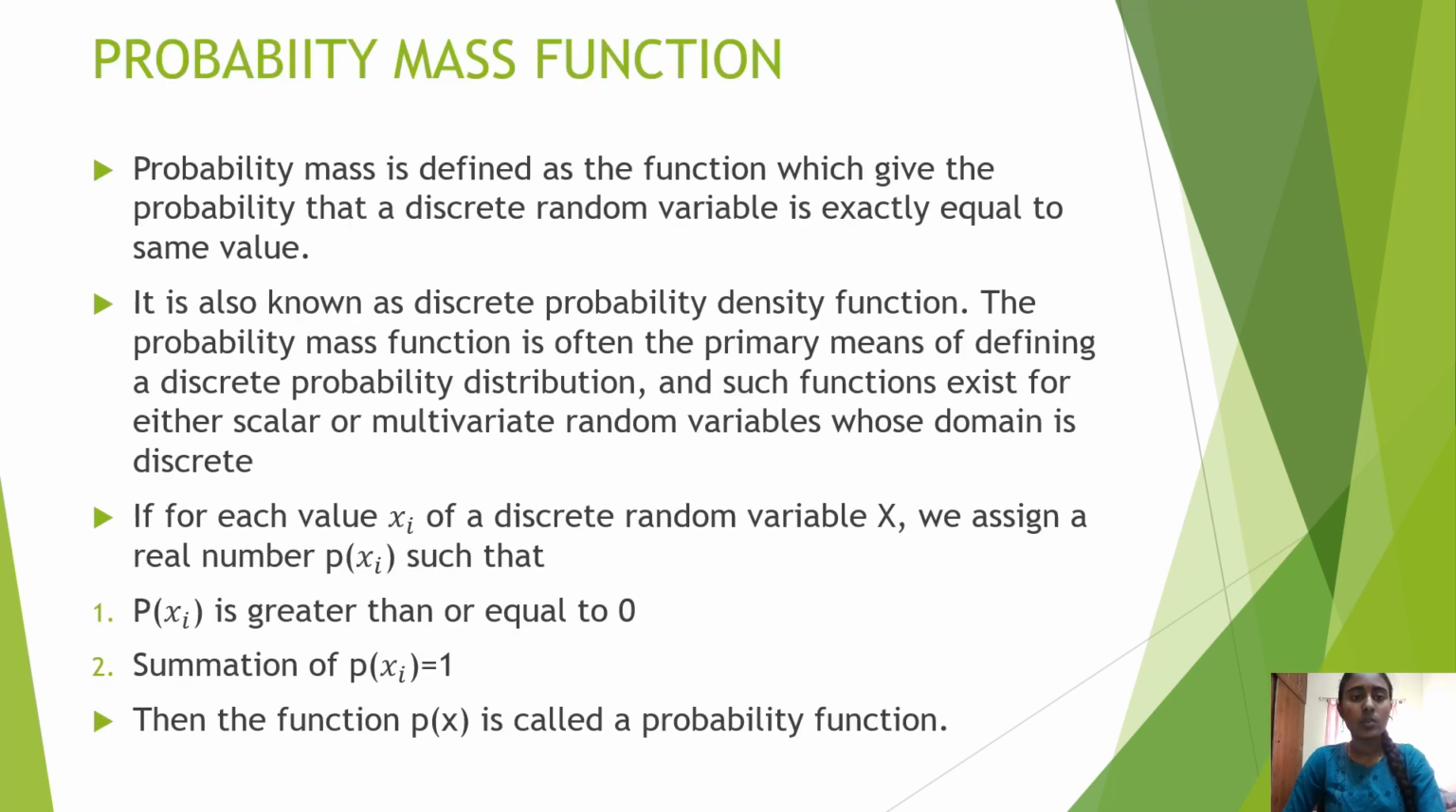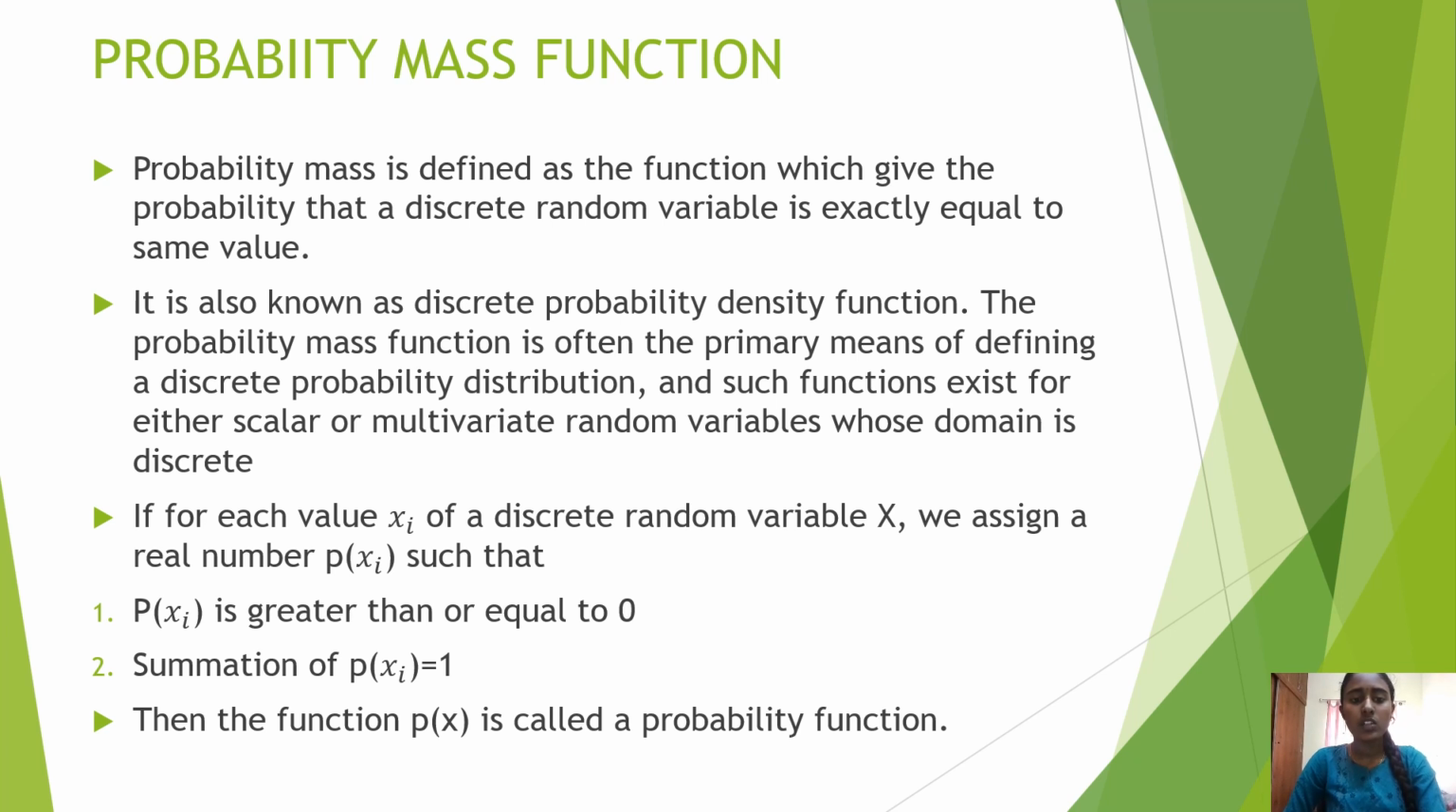Now I'll be discussing the probability mass function, which can be defined as the function that gives the probability that a discrete random variable is exactly equal to some value. It is also known as the discrete probability density function. The probability mass function is often the primary means of defining a discrete probability distribution, and such functions exist for either scalar or multivariate random variables whose domain is discrete.